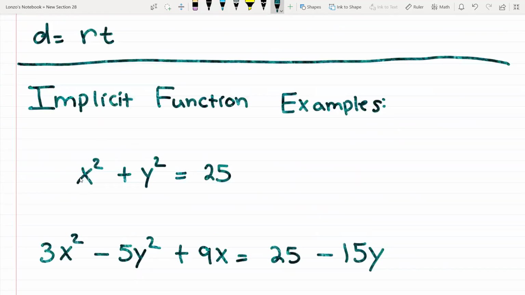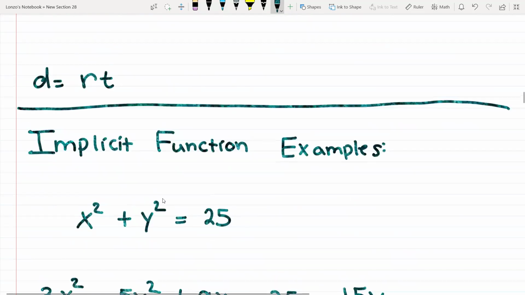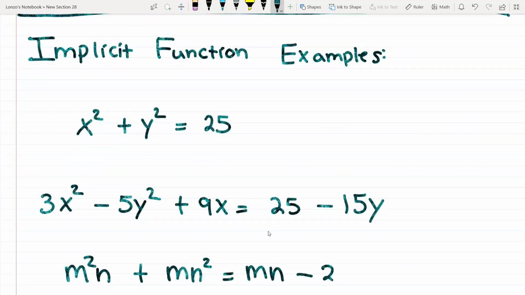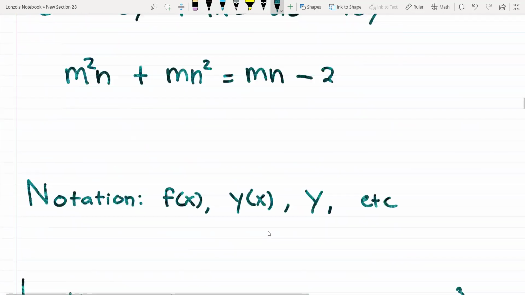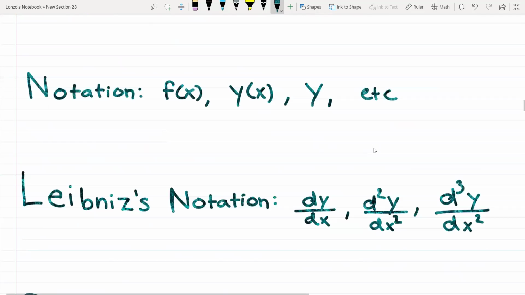So you have an x and a y equals 25. That's implicitly x, y. So basically implicit is when you have different letters on both sides. Okay, notation. So you kind of know this already. Notation, you have f of x, y of x, y, etc. That's the same thing as y.